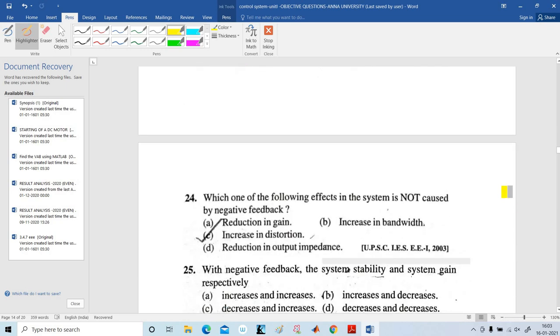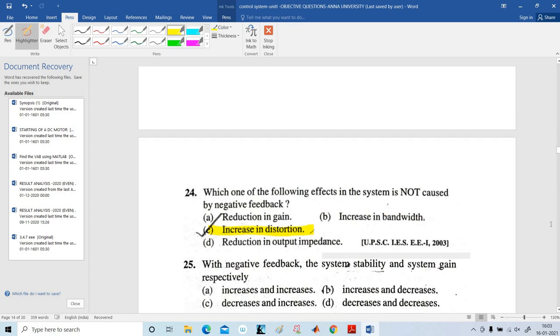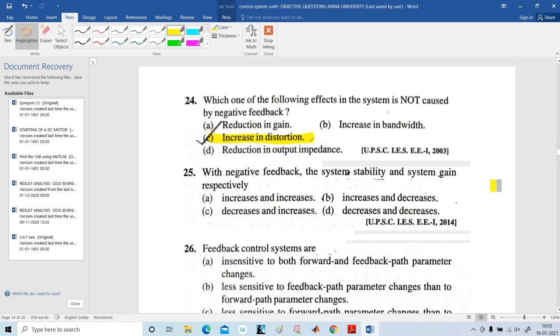Next, which one of the following effects in the system is not caused by negative feedback? Increase in distortion is the correct answer, because gain is reduced, output impedance is also reduced, bandwidth is increased, but increase in distortion does not occur. That is the correct answer. The next question, with negative feedback, the system stability and system gain. With negative feedback the system stability increases, but system gain decreases. B is the correct answer.